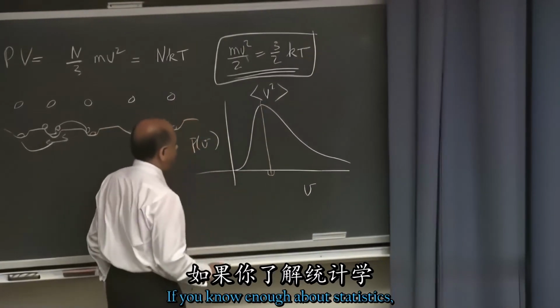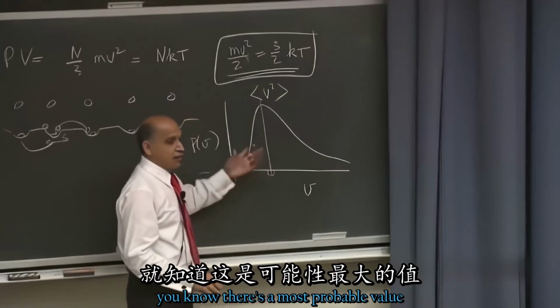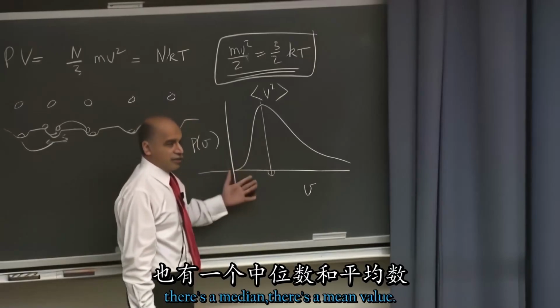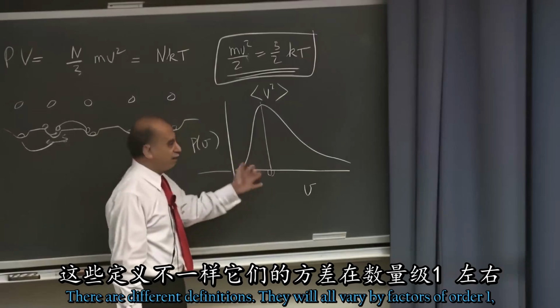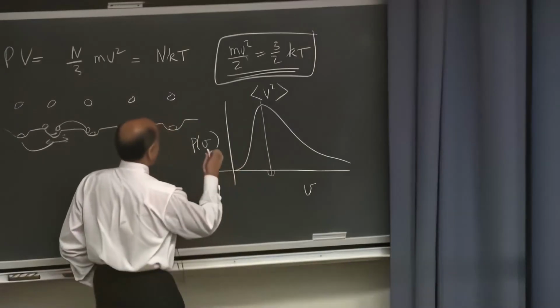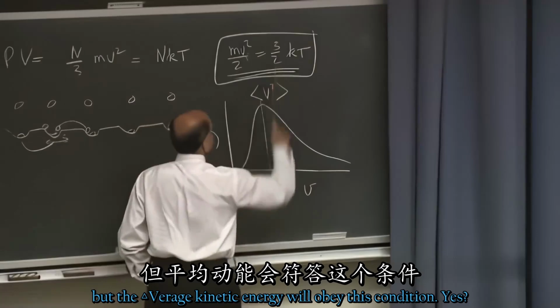So if you know enough about statistics, you know there's a most probable value, there's a median, there's a mean value. There are different definitions. They will all vary by factors of order 1, but the average kinetic energy will obey this condition.